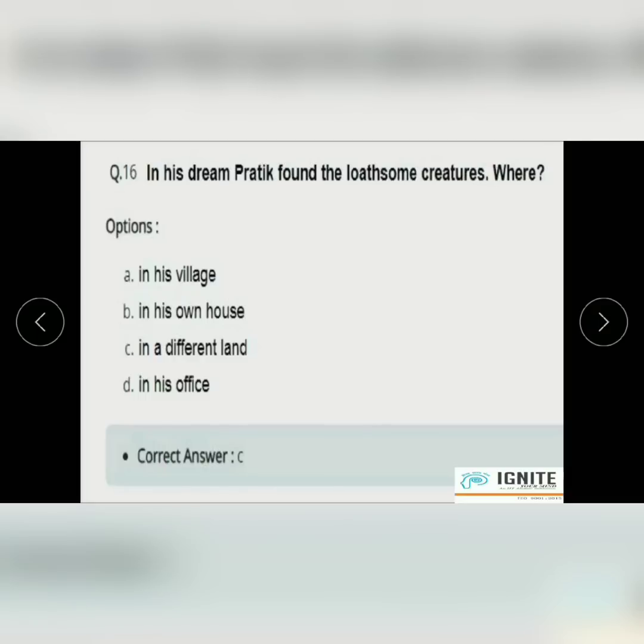First question. In his dream, Pratik found the loathsome creatures were. Options: in his village, in his own house, in a different land, in his office.